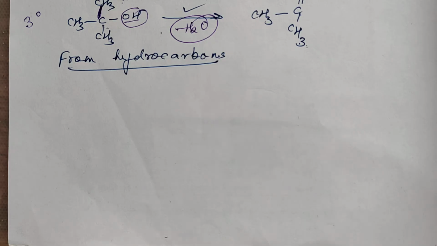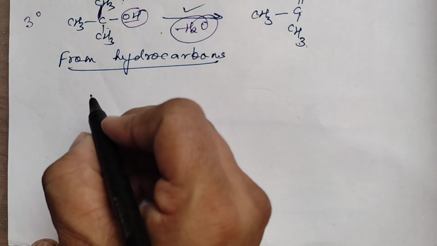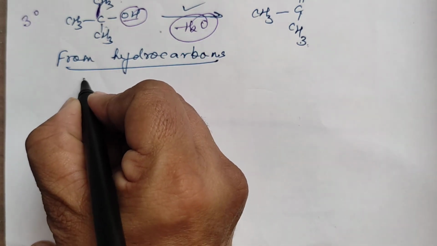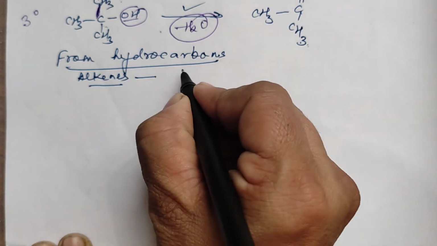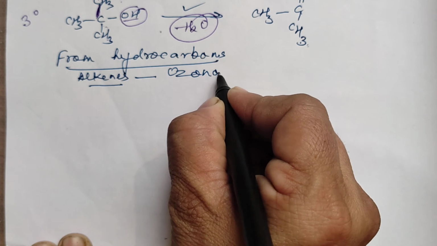The next method is from hydrocarbons. In this there are further two. First we are taking from alkenes. From alkenes they can be prepared by ozonolysis.